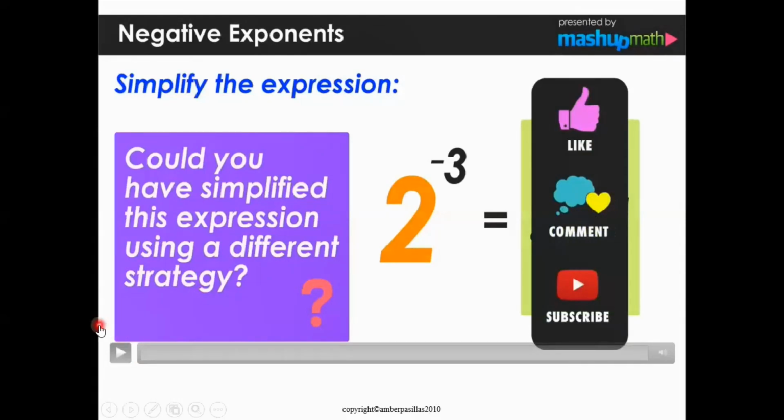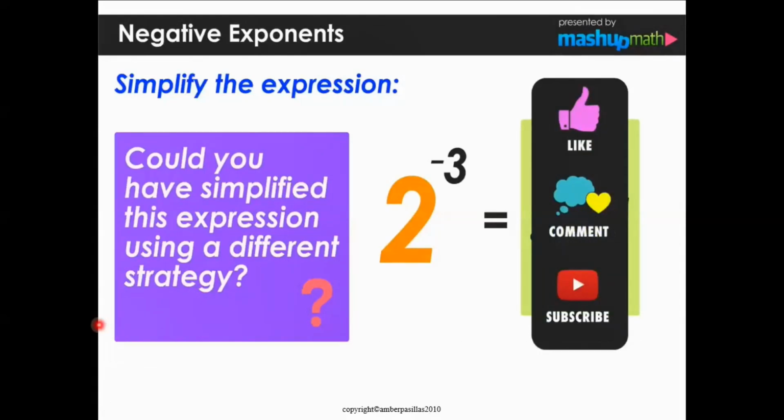Okay, so that was just another example of where the negative law is combined with another law. And in this particular example, the law that it was combined with was the law of multiplication. At the end of the example, he asks a question: could you have simplified this expression using a different strategy? In this case, the answer is yes. We know that there's always more than one way to do almost anything in life, and the same thing applies here.